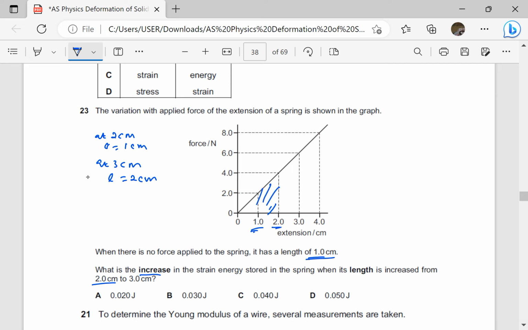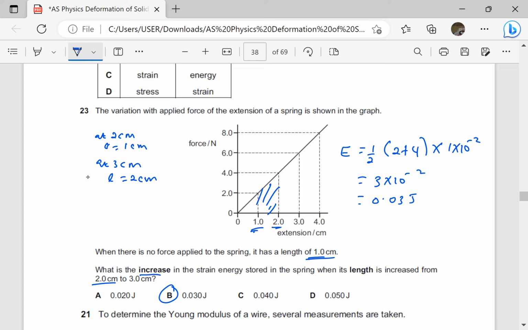So we need this area here. The increase in strain energy is going to be equal to a half. We are taking it as a trapezium, so that will be 2 plus 4, times the difference in extension, which is 2 minus 1, that will be 1 times 10 power negative 2. So this is going to be equal to 6 over 2, which is 3 times 10 power negative 2, which is 0.03 joules. So the answer is B.